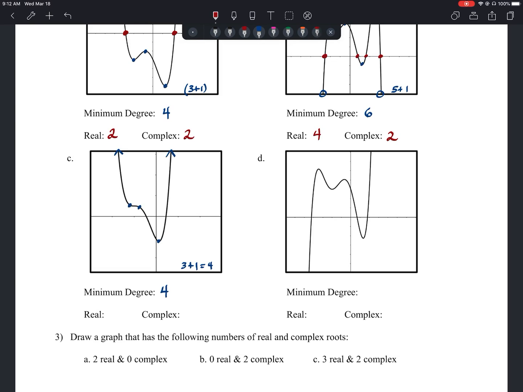The number of real roots we've got here, we've got a single root there and a single root there, so that is 2. Which means then our complex roots has to be 2 also.